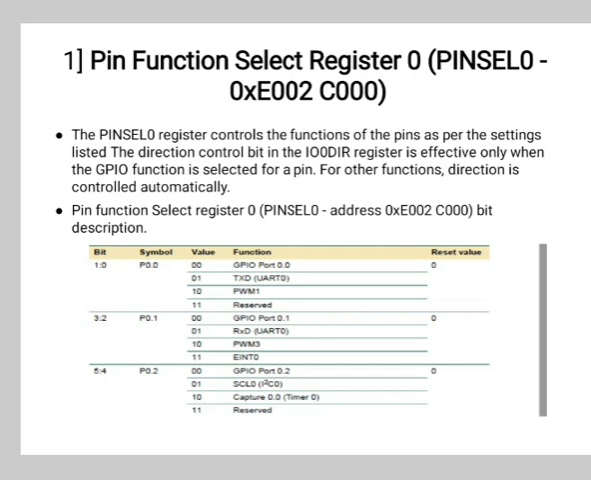Now each of these values has a different function. For bits 1:0, value 00 is GPIO port 0.0, with reset value 0. For 01 it is TXD UART 0, for 10 it is PWM1, and for 11 it is reserved. Next, for bits 3:2, value 00 is GPIO port 0.1, 01 is RxD UART 0, 10 is PWM3 and 11 is EINT0.